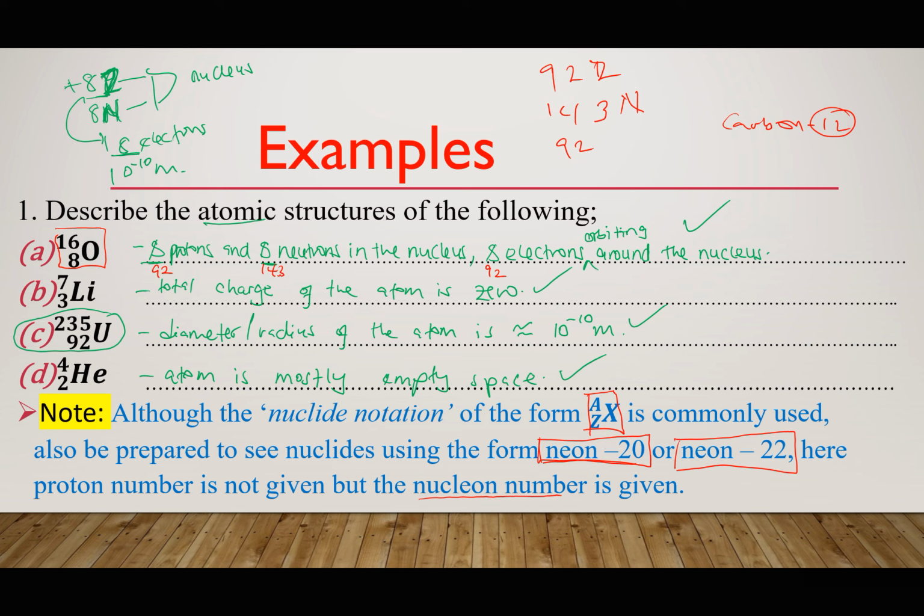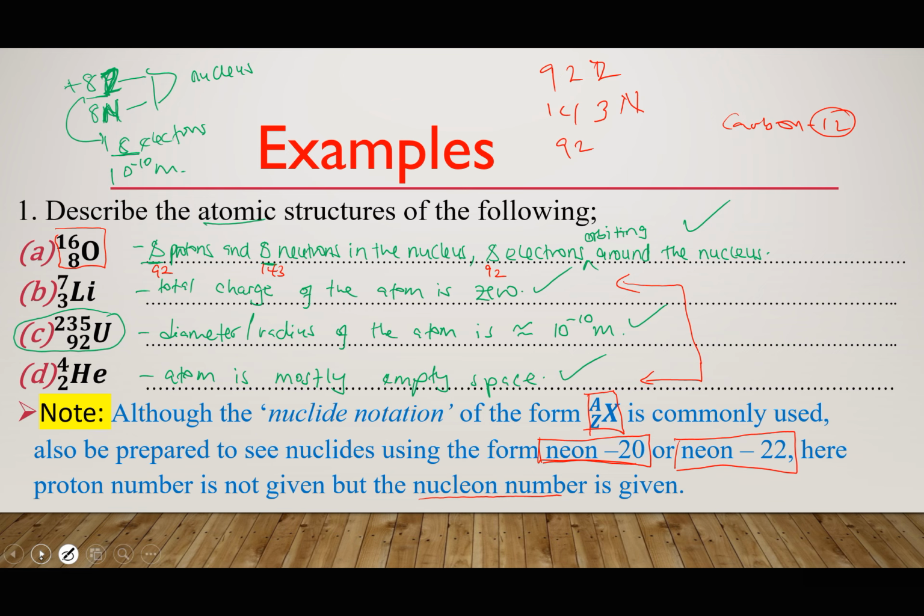92 protons and 143 neutrons in the nucleus. 92 electrons orbiting the nucleus. Total charge is going to be 0. Diameter is approximately 10 to the power of minus 10 meters for the atom. The atom is mostly empty space. I have described the structure of uranium in detail. So these other three apply to all atoms. What will change is the first one only. You can try that with the rest of the atoms. So that is how we describe the structure of an atom.